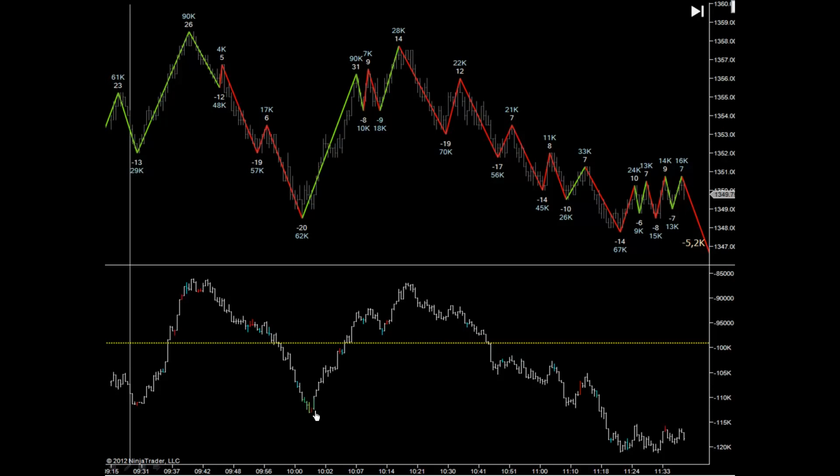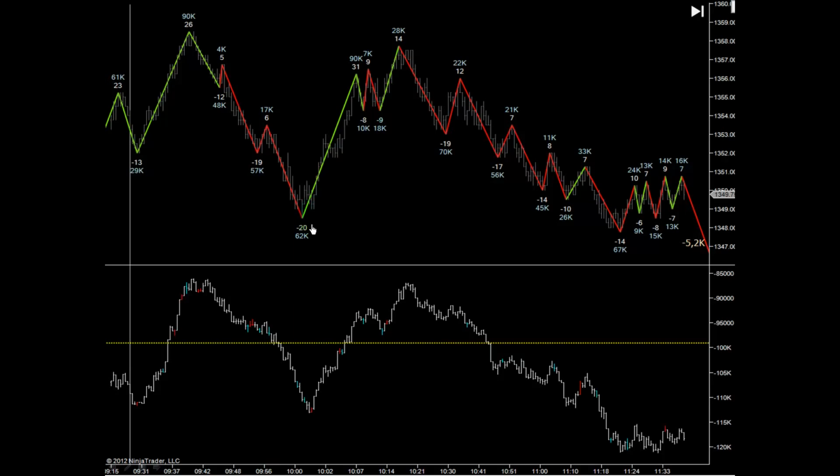Okay, so you're looking for a 10,000 shift in delta for a reversal, and you're looking for no shift in delta for a pullback. Okay, so let's look at the upswing.